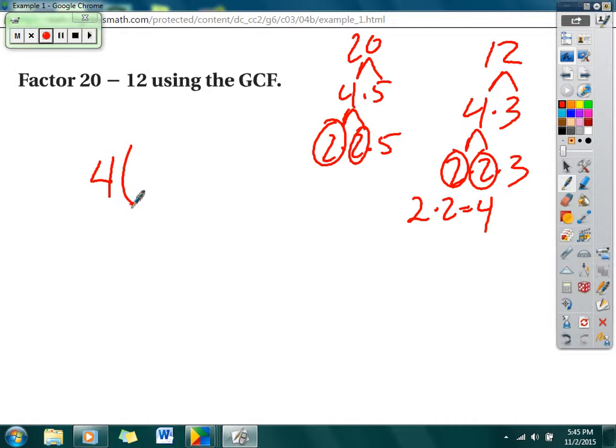What times 4 is 20? I know that answer is 5. Bring down the minus. What times 4 is 12? 3. So this is how I'm going to factor my expression. So now my final answer would be 4 times the quantity 5 minus 3. Which makes sense because that's going to be 8, which is 20 minus 12. Let's look at the second example.